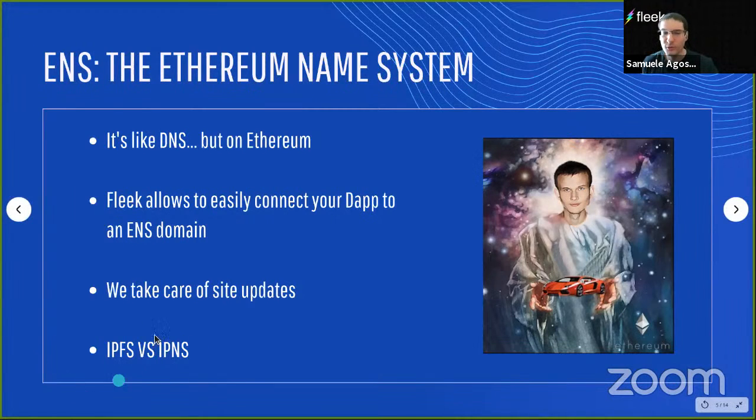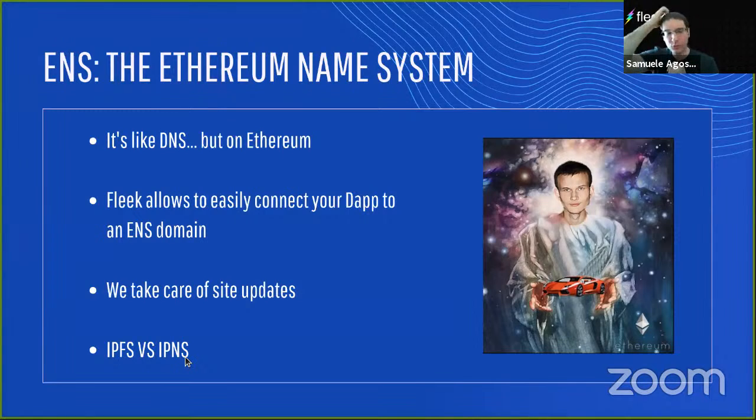I also want to cover something that's going to be new about Fleek soon, IPFS versus IPNS. Maybe the IPFS team talked to you about that in the previous presentation, but on Ethereum's ENS, you can put an IPFS hash over there. The problem is that when you make a new update, you need to put a new IPFS hash. Right now, at Fleek, we take care of this update ourselves. We update the hash for you.